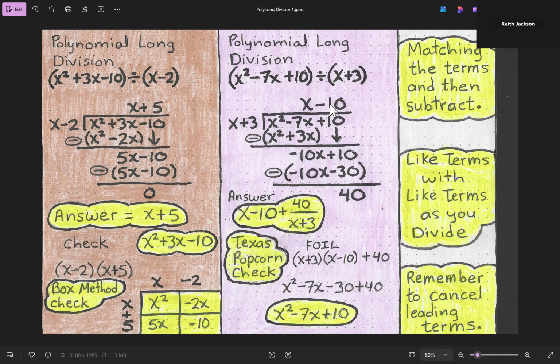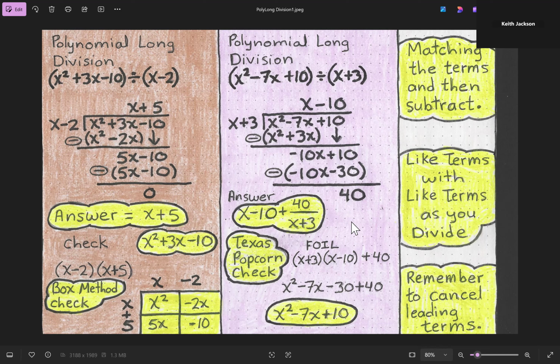this right here. And so we have a negative 10 times x, which will give us a negative 10x, while this negative 10 times this positive 3 will give us a negative 30. And here's what we have to do right here. We have to subtract, right? And so we're going to subtract because we have to cancel the leading term, right? So this is going to turn into a positive 10x. So a negative 10x plus 10x would give us no x right here. And we know that this would turn this into a positive 30. So 10 plus 30 will give us 40.